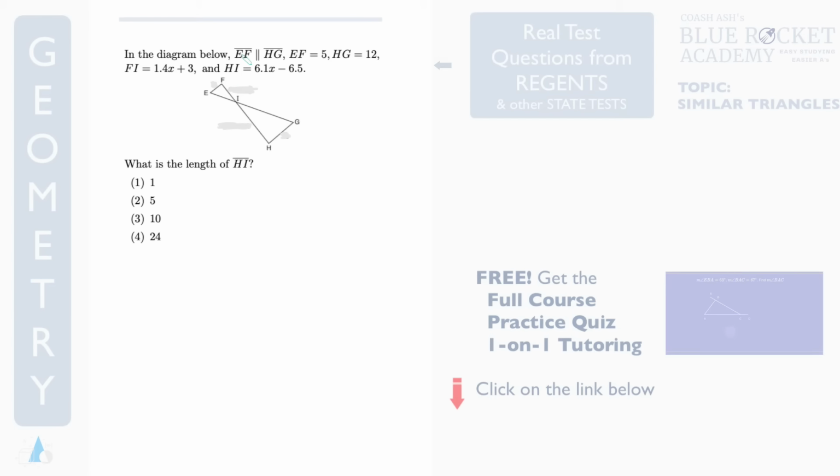But anytime you see this parallel symbol, the first thing that you should think about is similarity. Which two triangles are similar? This triangle is similar to this triangle, but they're similar in an interesting way, and I'll show you how it's similar. But before that, let's fill in these values. So you've got EF is equal to 5, so I'm going to write down this is 5. Then HG is equal to 12, and then you've got these two, FI, this length is equal to 1.4x plus 3, and then this length over here is 6.1x minus 6.5.